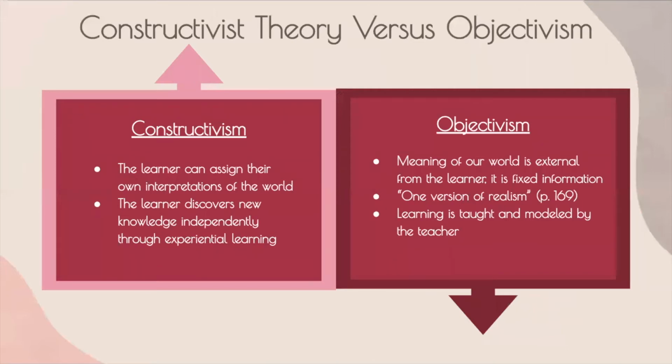Constructivism and objectivism are opposites because constructivism focuses on the idea that learners can decide their own knowledge, whereas objectivism states that the knowledge is fixed.